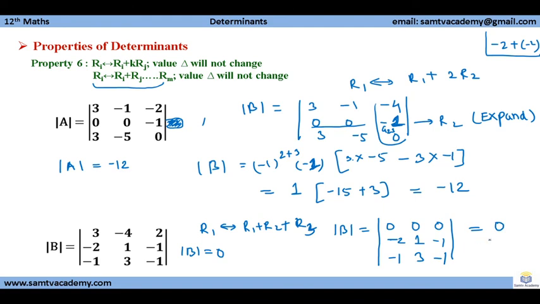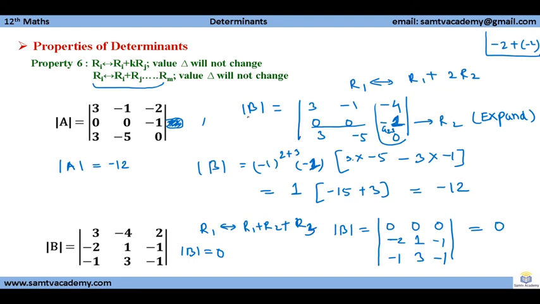Once again, I'm going to tell this one. The property says that if Ri is replaced with Ri plus K Rj, the value of determinant is not going to change. So we know that the value of determinant for this matrix, which we solved in the previous slides, is minus 12.